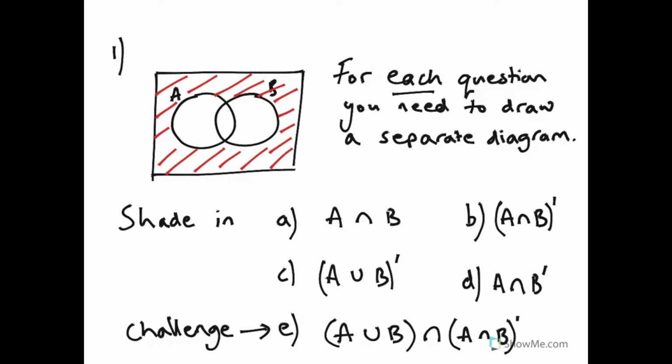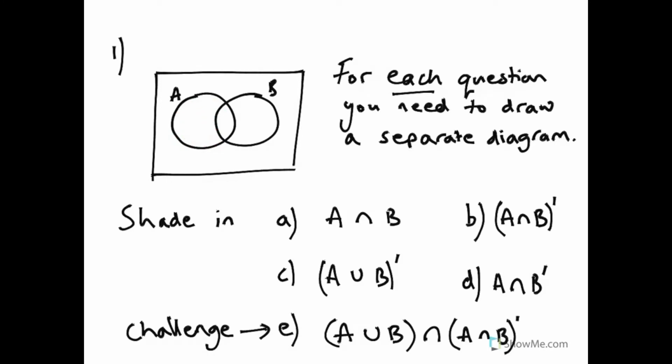Part D. On to part D. Everything that's in A, but not in B. That's that section there. And I can't include this section here because that section there is in B. So that's not allowed to be there. That leaves it looking like that, and that's the right answer to D.